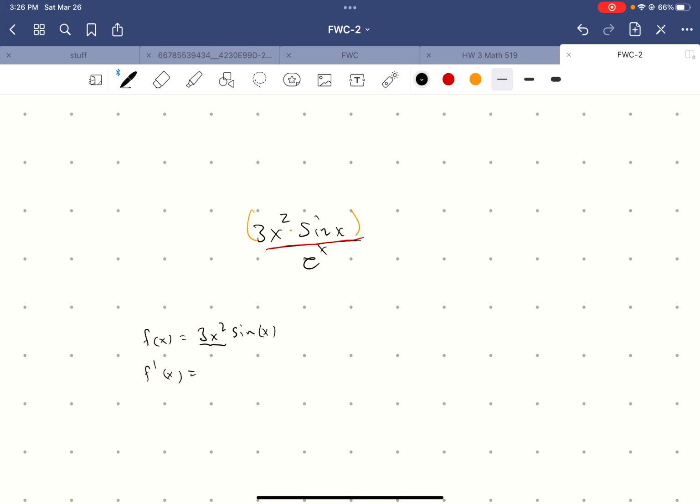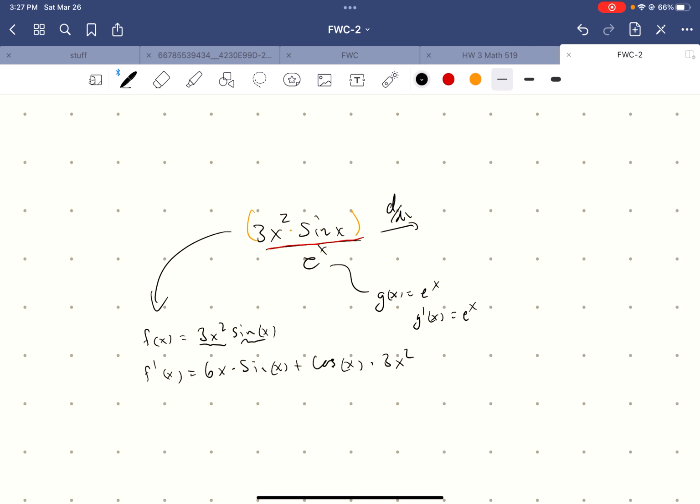I'm going to take the derivative of this first function, which is 6x, and multiply it by the second. Plus, now I take the derivative of the second function, which is cosine x, and multiply it by the first, 3x squared. Okay, and so that's for just the top. My bottom function, just call it g of x, is e to the x. This is kind of nice because its derivative is just itself, e to the x. Now I have all the things I need to do the quotient rule, which is low d high minus high d low over low squared, if that's how you remember it.